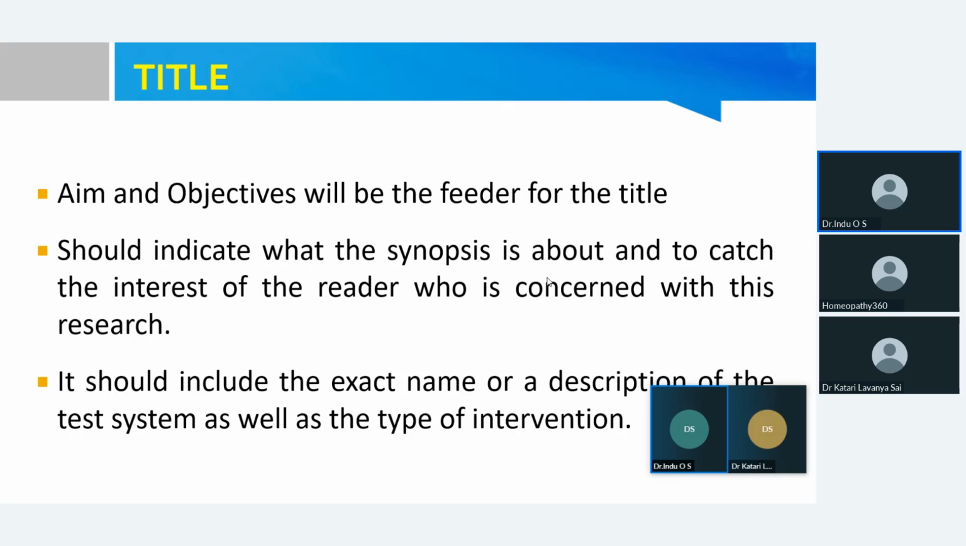Okay, so these are the 6 contents of your synopsis. Then we can see each one in detail. So title, as I mentioned, should come from the aim and objectives. From your aim and objectives, we can frame a title. Suppose, as I mentioned earlier, the topic is effectiveness of individualized homeopathic medicine in the management of simple myopia. Obviously we'll see the effectiveness of individualized medicine. That is one of the objectives. Then the second objective can be which medicine will be more effective.